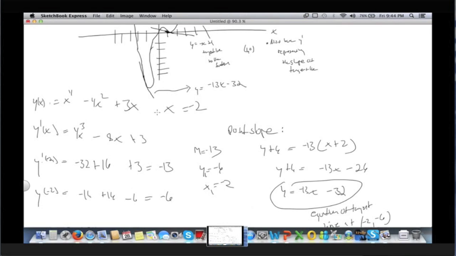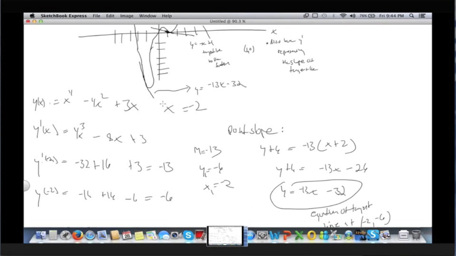Where was the graph steeper? X equals 1 or x equals negative 2? X equals negative 2. Because what's the slope of this line? It's negative 13. That's right. And you can see from your graph that you did draw a steeper line there, whereas the line up above is much shallower. So the slope that we're getting is matching up with what came from the graph. Okay.